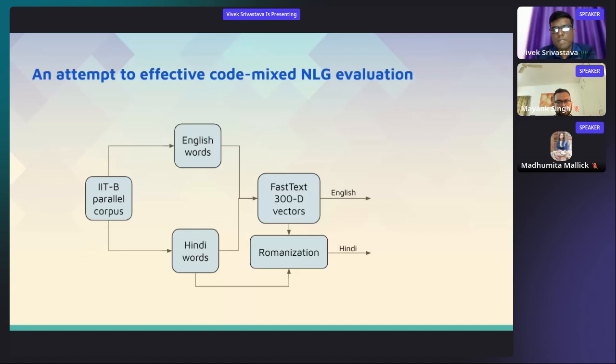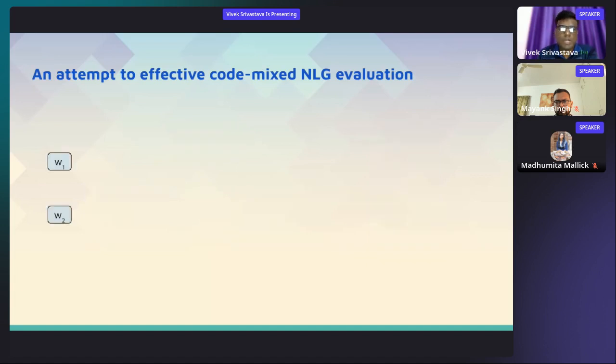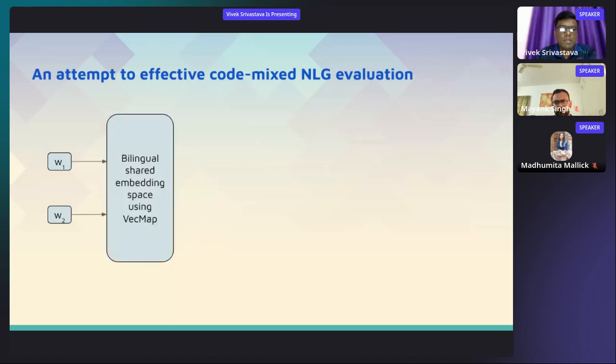After this step, you have the 300 dimensional vectors for English and for Hindi. We created a bilingual shared embedding space, and we used a tool called VecMap, which brings the embeddings into the same space, because the embedding space was different for English and Hindi. Once you create this shared embedding space, let's say there are two words, word one and word two. The question is, how will you identify whether these two words are similar or not? That's the only question you have, so whether the word is being switched into a different language or not.